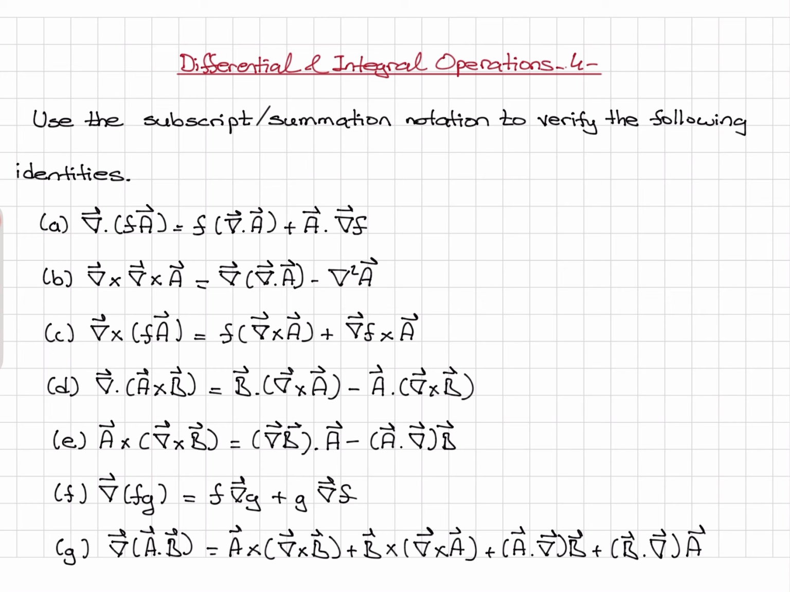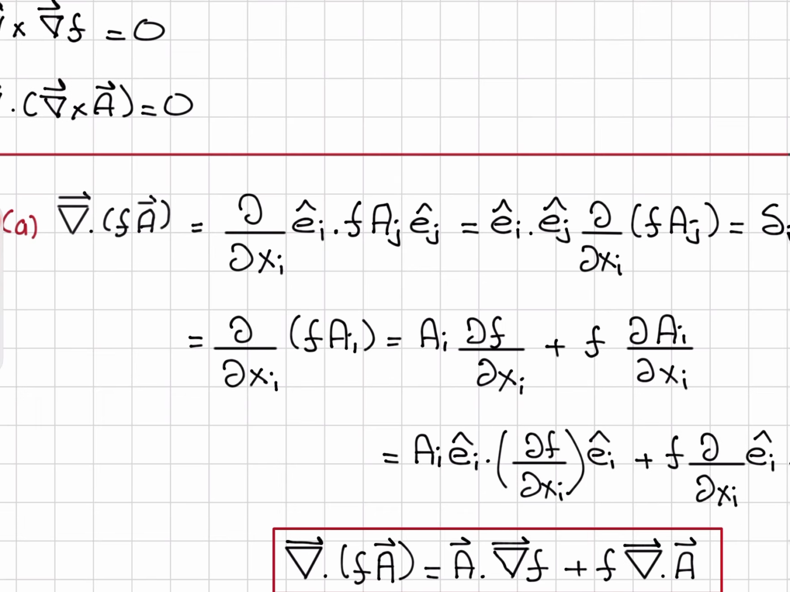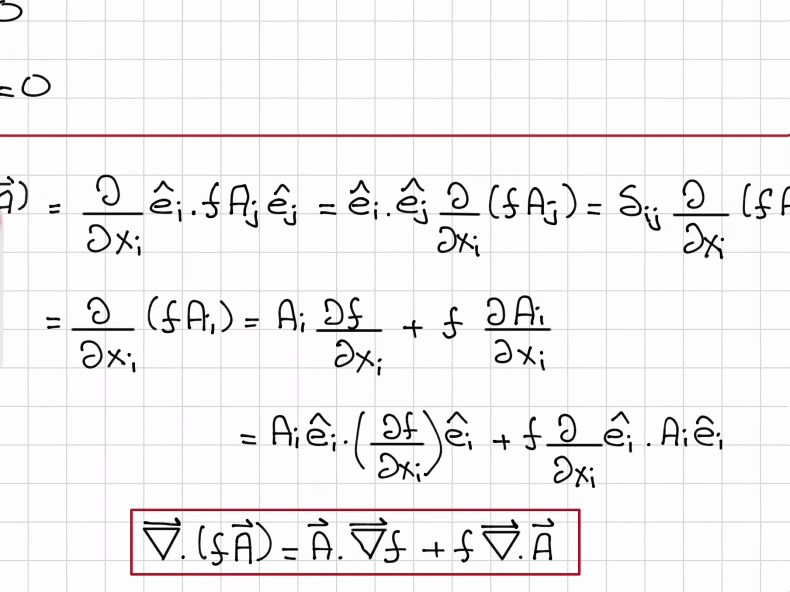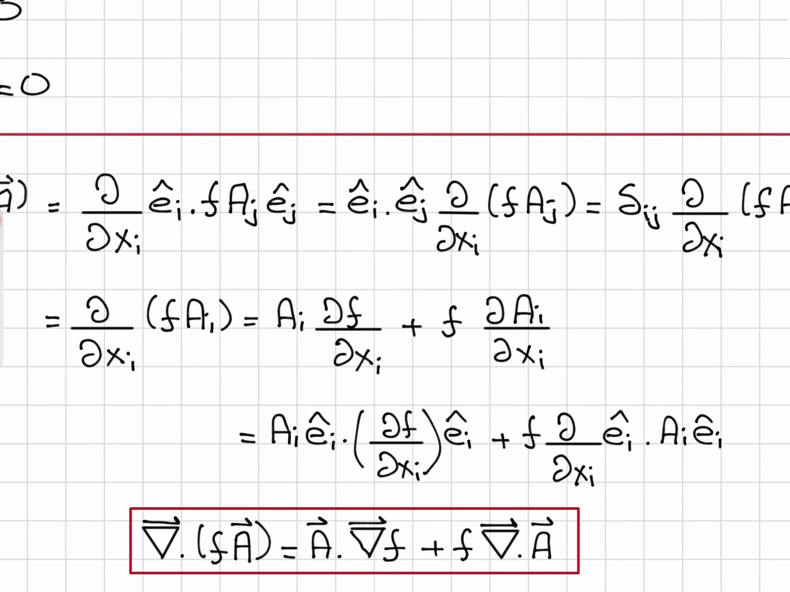So we use subscript summation notation to verify these two identities. Divergence of a scalar field f multiplied by a vector field A is A dot product with gradient of f plus f multiplied with divergence of A. First we write the del operator as del x_i e_i hat, and a vector A is a_j e_j hat. The dot product between e_i hat and e_j hat gives us Kronecker delta, which sets i and j equal, so this j becomes equal to i, and Kronecker delta is equal to 1.